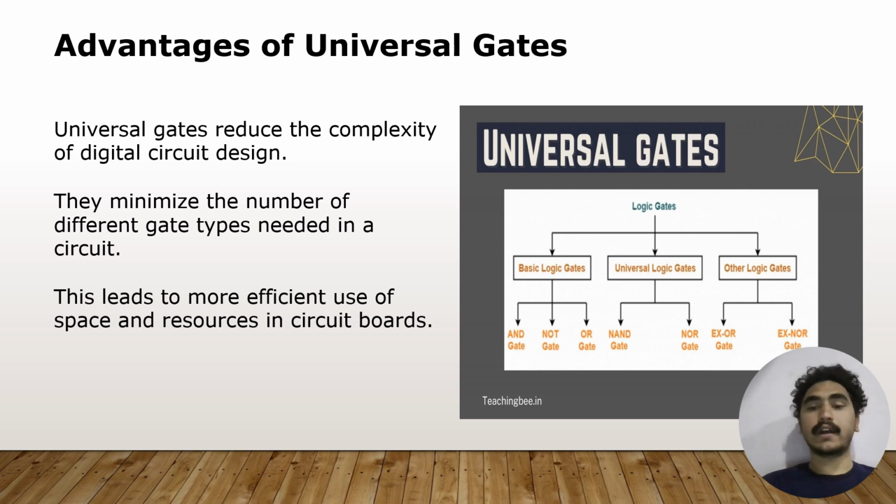You can see in the diagram how logic gates are separated: basic logic gates, universal logic gates, and other logic gates. In basic logic gates, you can see the AND gate, NOT gate, and OR gate. In universal logic gates, you can see the NAND gate and NOR gate. In other logic gates, you can see the XOR gate and XNOR gate.